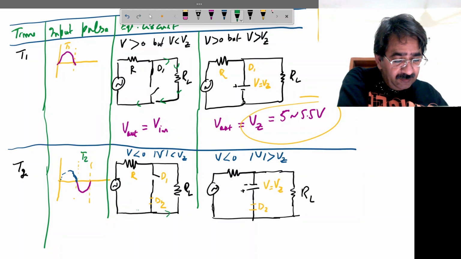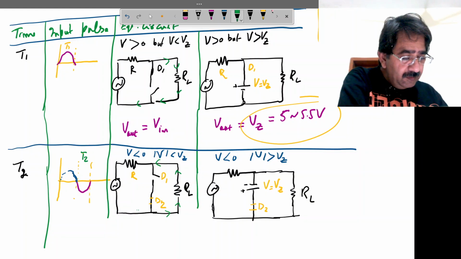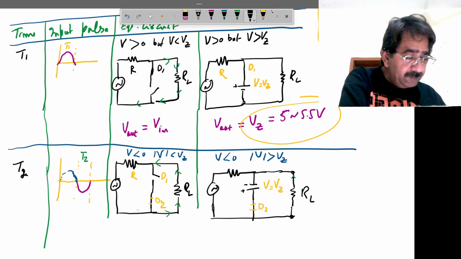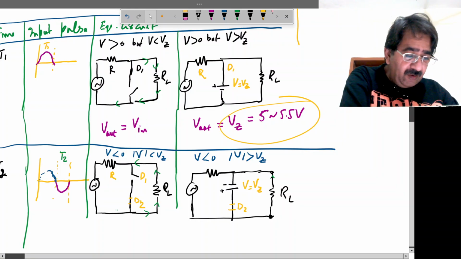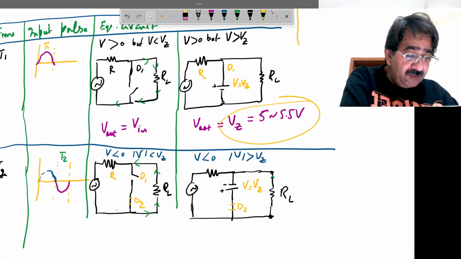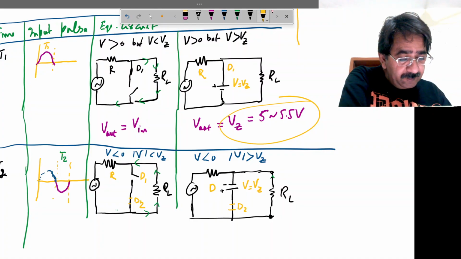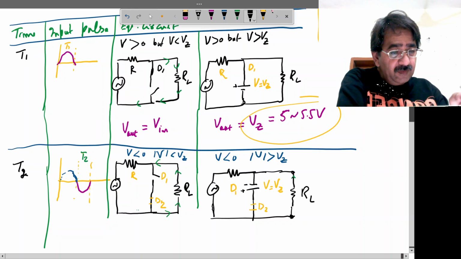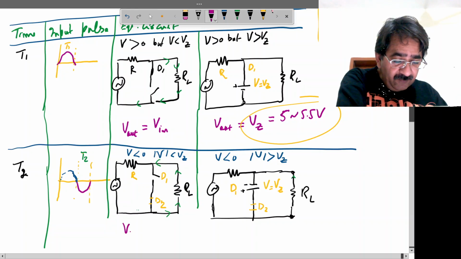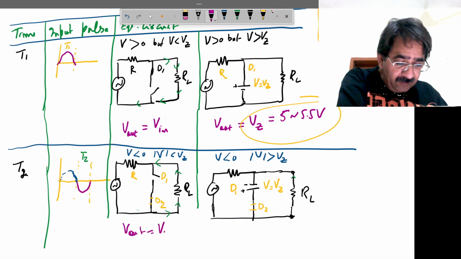In case of negative voltage in the reverse direction, the voltage will remain the same as the battery, because the input voltage will be dropped across D2. Sorry, D1, this is actually D1. So according to the first case, V out will be V in, which is negative.